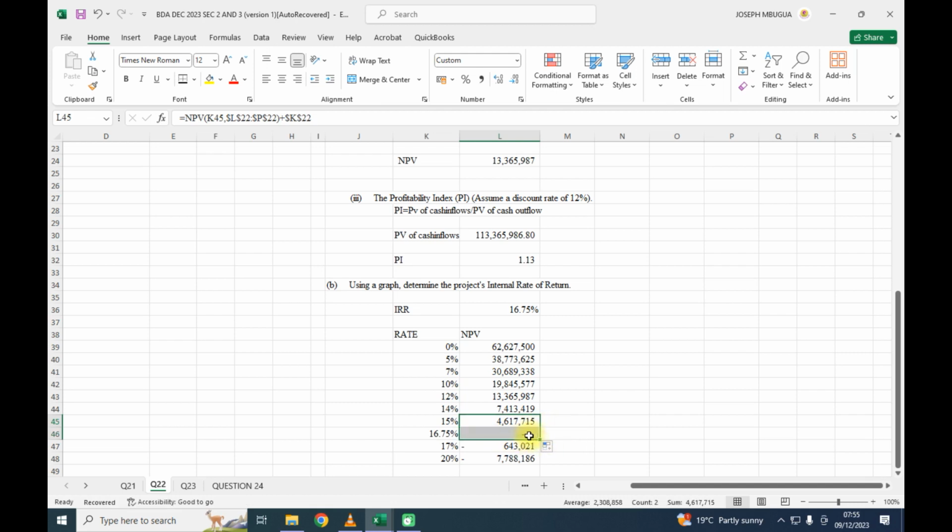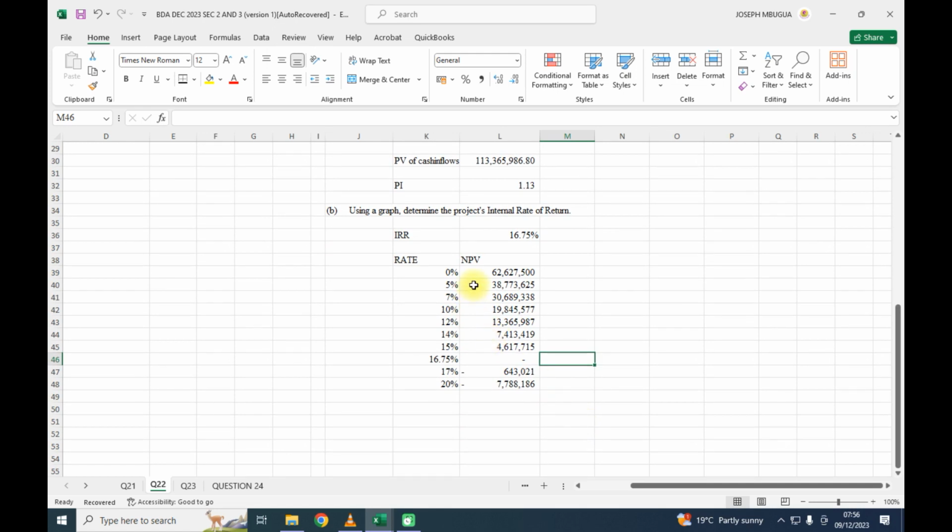The NPV here will be 0 at this particular rate of 16.75, or even without that. Yeah, without that we'll find that this 17 is almost there, whereby if I decide to increase this, it will just remain at that level. But at 16.75, it is the one that is giving you that particular value.